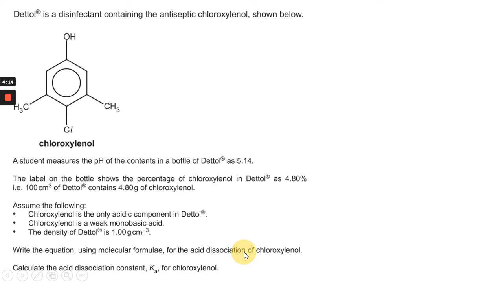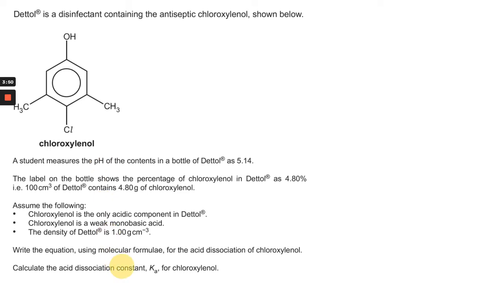So looking at it, we can do something with the fact that the pH is 5.14. We can do something with the fact that 100 centimeter cubed of Dettol contains 4.80 grams, and also there's some information here, because the chloroxylenol is a weak monobasic acid. It's also the only acidic component in Dettol, so the pH in Dettol doesn't come from anything else.